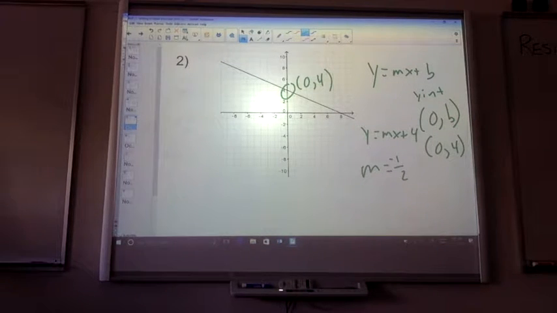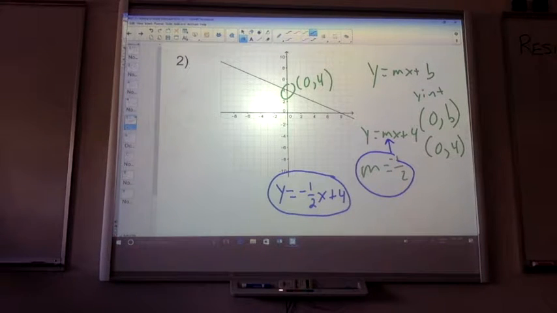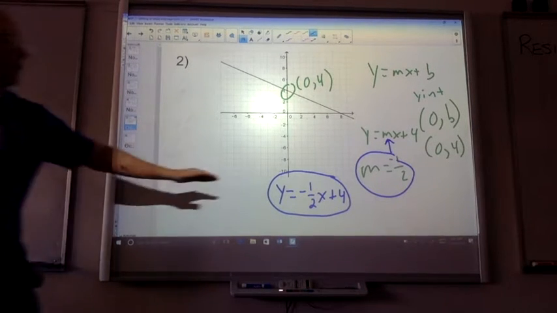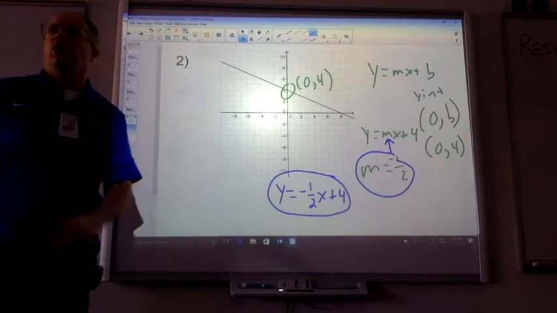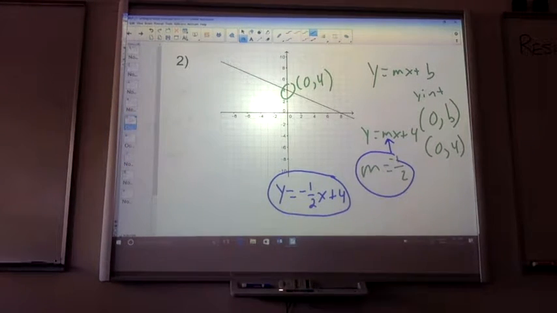So then, if I know this, I can now plug that in here. So I'm going to get y equals negative 1 over 2x plus 4. So this is the linear equation that works. This is the slope-intercept form that works with this equation. Again, things that I knew, I did know my y-intercept, and I was able to find the slope just by counting.